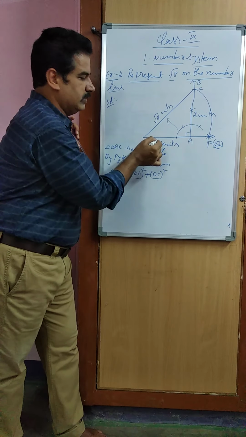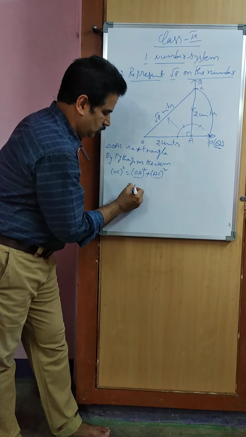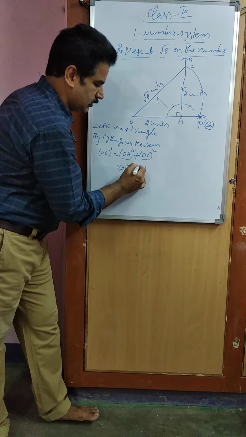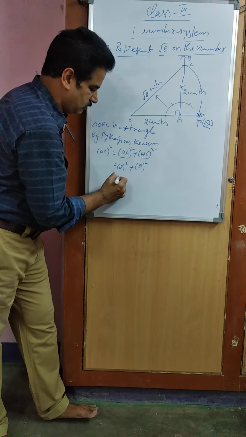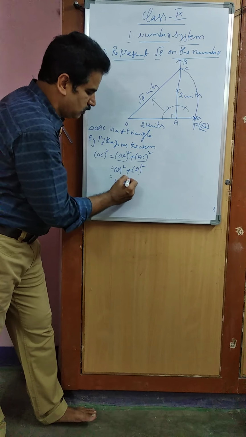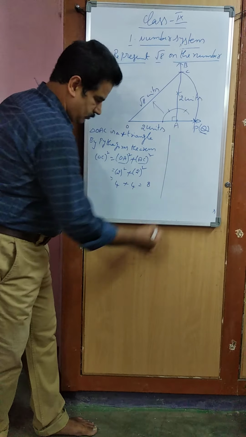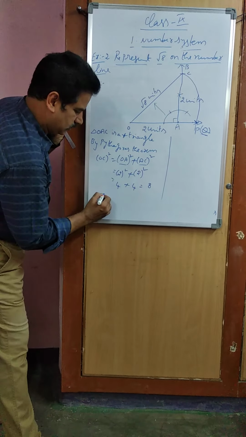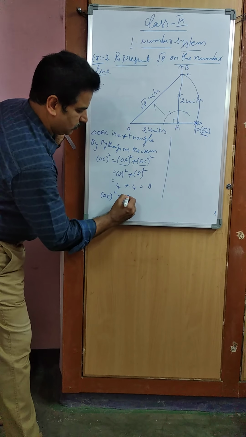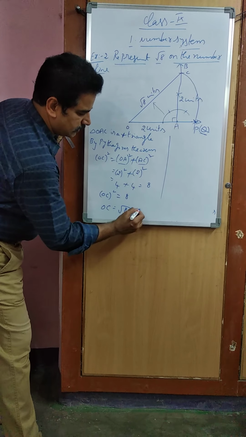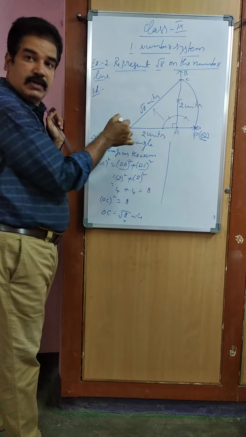OA equal to 2 units, 2 whole square, plus AC also 2 units, 2 whole square. 2 square means 2 into 2, 4. 4 plus 4, 8. OC whole square is equal to 8 units. OC is equal to root 8 units. Hence, OC length is equal to root 8.